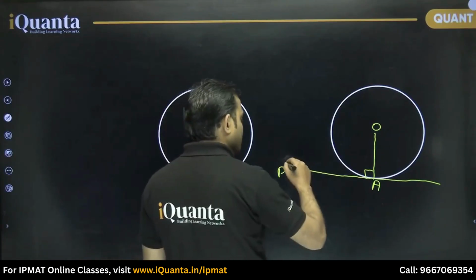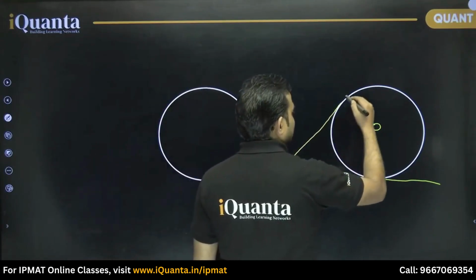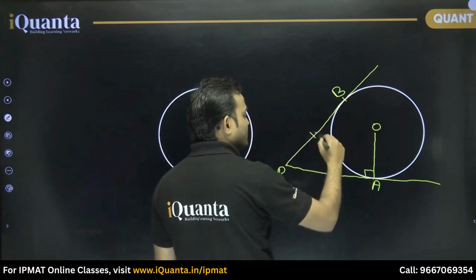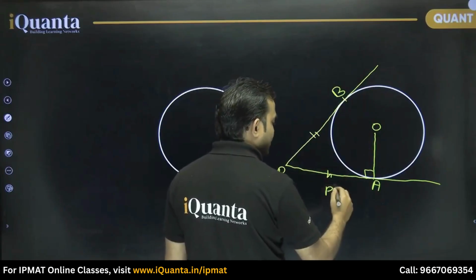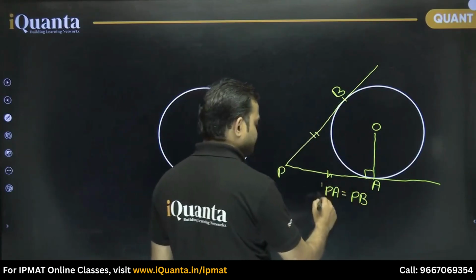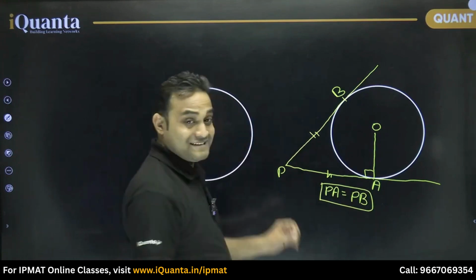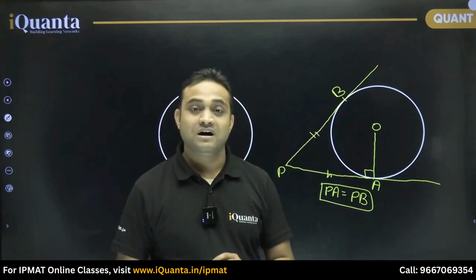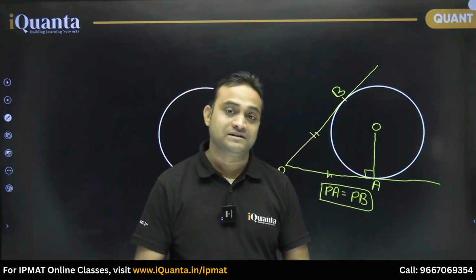Then again, if you draw another tangent from one point, you can draw two tangents and both of them will be of equal length, meaning PA will be equal to PB. The tangents drawn from the same point to the same circle are always of equal length.